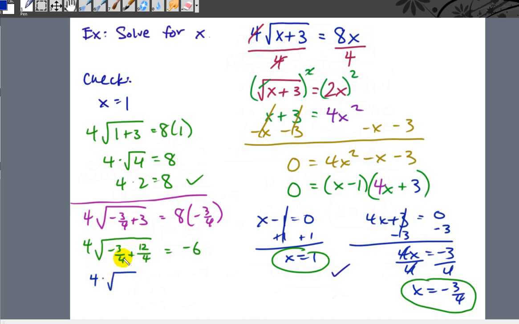Inside the radical, negative 3/4 plus 3, find a common denominator, that's 12 over 4. So we can add the numerators, and we have 9 over 4. This is 4 times the square root of 9 divided by the square root of 4, so 4 times 3 divided by 2. 4 times 3 is 12, and 12 divided by 2 is 6. So 6 is not equal to negative 6. I know that was a lot of work, but this means this solution is not valid, and only x equals 1 is the valid solution.